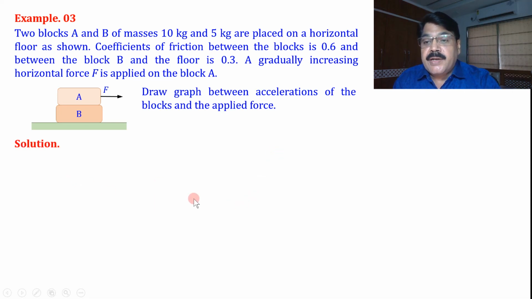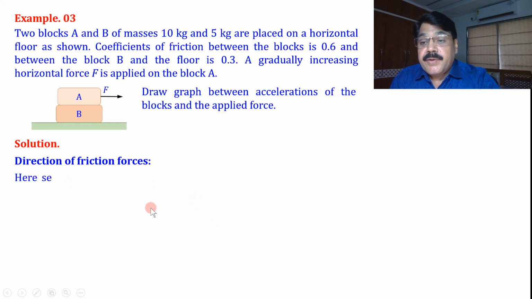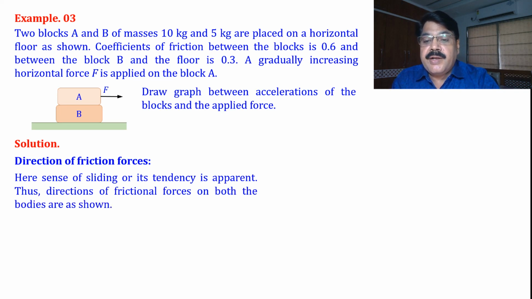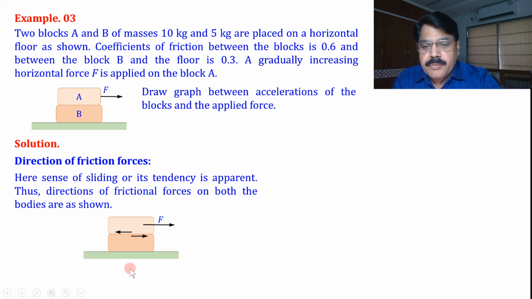So first we see the direction of friction. The direction of frictional forces is apparent here. The sense of sliding, or its tendency, is apparent. Thus the directions of frictional forces on both the bodies are shown in the diagram. We can see the force applied here. So friction on A will be backward and its reaction on B will be forward, and friction from the floor on B will be backward. So that is very simple.